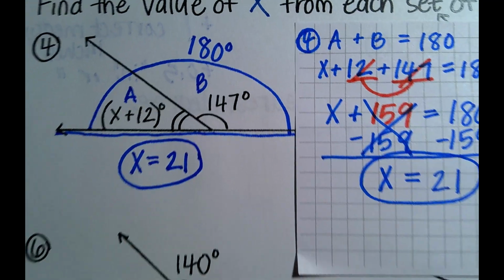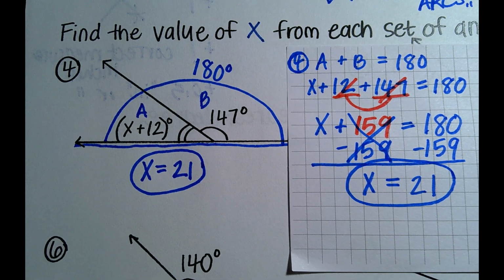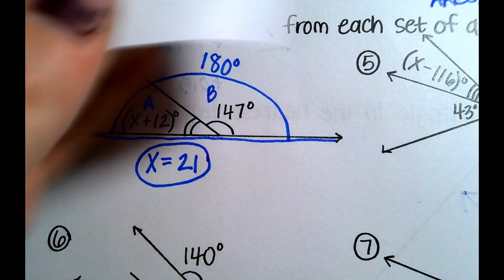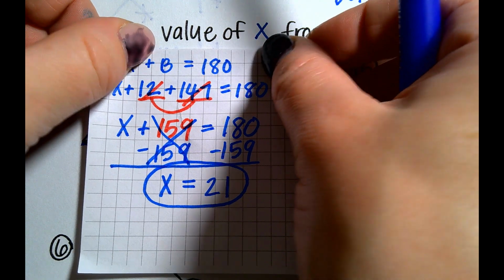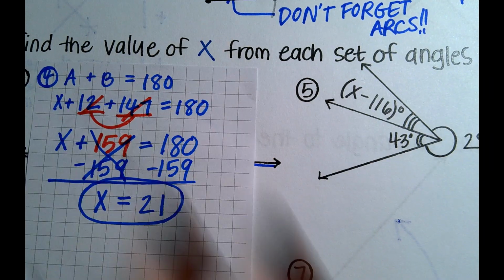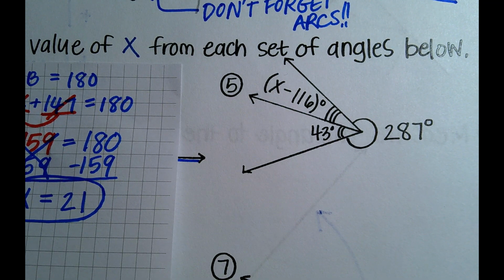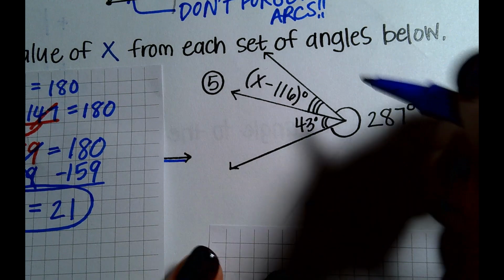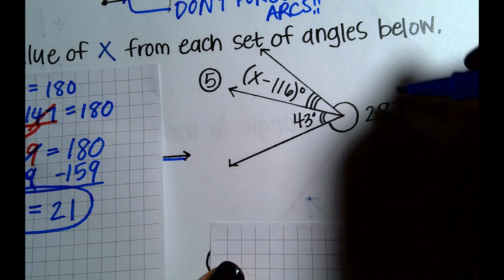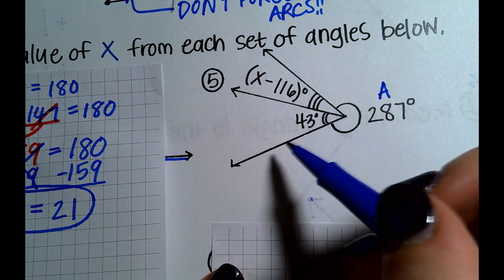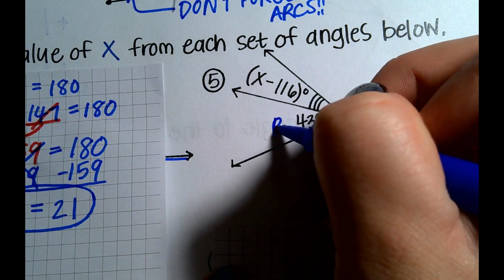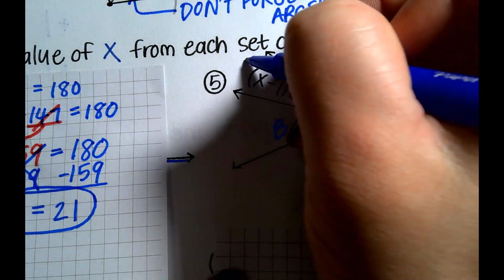Okay. Any questions on number 4? All right, I'm going to move to number 5 then. Now, number 5, before I get started, I'm going to label all my angles A, B, C. I'm going to call the 287 degree angle A, 43 I'll call angle B, and then the x minus 116 will be my C.